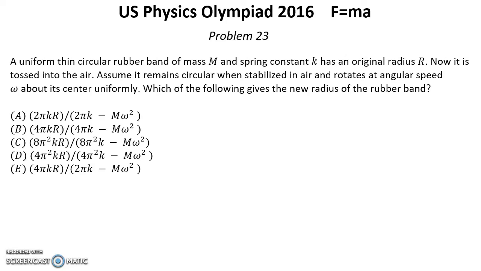Problem number 23. A uniform thin circular rubber band of mass big M and spring constant K has an original radius R. Now it is tossed into the air. Assume it remains circular when stabilized in air and rotates at angular speed omega about its center uniformly. Which of the following gives the new radius of the rubber band?